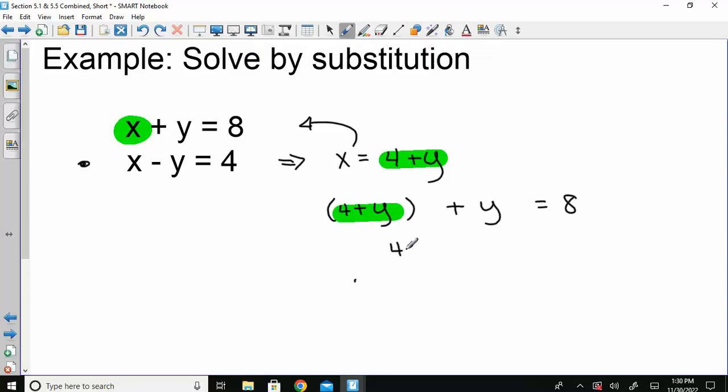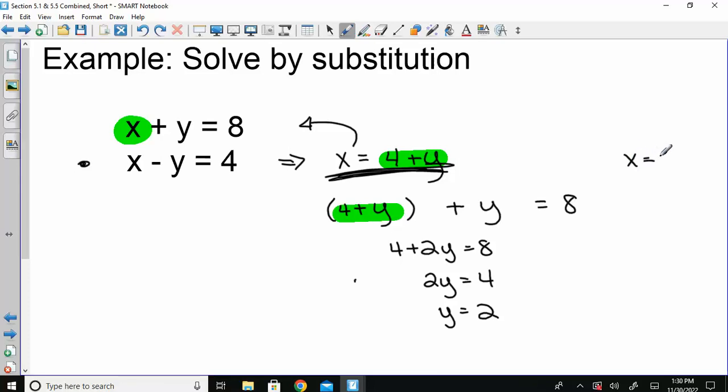So then we add like terms. So we get 4 plus 2y equals 8. Subtract over the 4. Divide by 2, and y is 2. How do I get x? You plug 2 into y. Yep. We have an equation right here for x. You could really plug it in anywhere, but this would probably be the easiest place. If I plug my y in there, x is 4 plus y, and if y is 2, x would be 6.